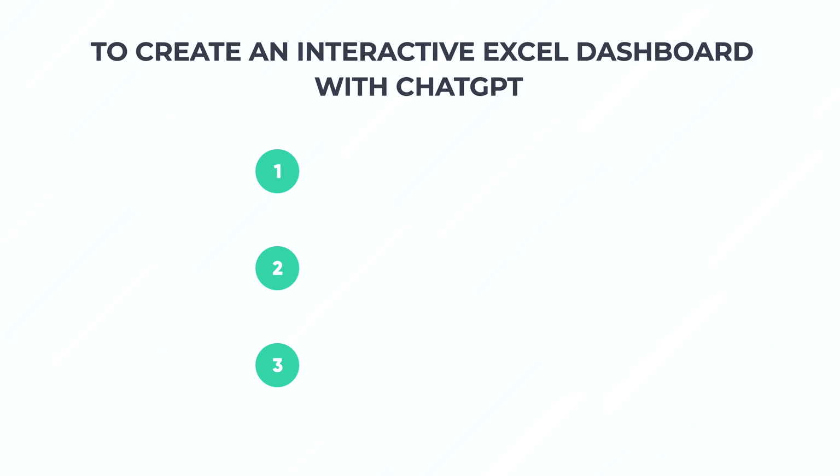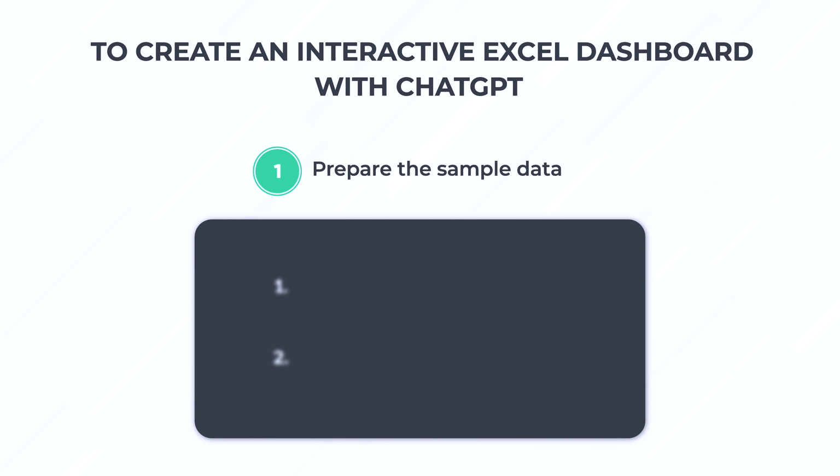To create the HTML web page, we are going to upload a small sample of our data to ChatGPT and then ask it to come up with a plan for how to create a dashboard. We are going to do this in just three parts. The first part is to prepare the sample data. To do this, we are going to do it in two steps.